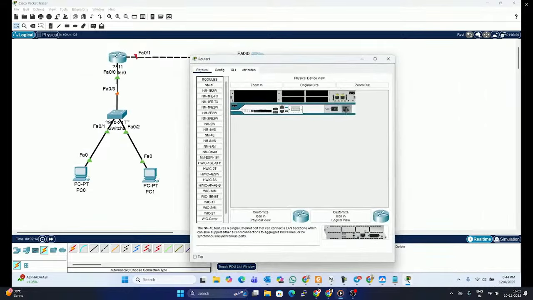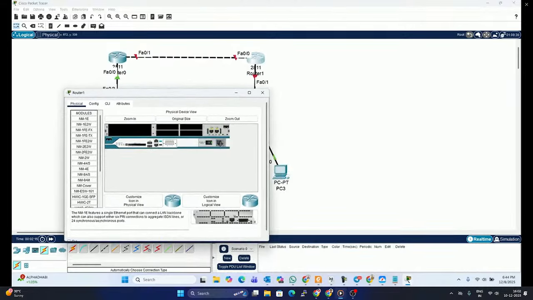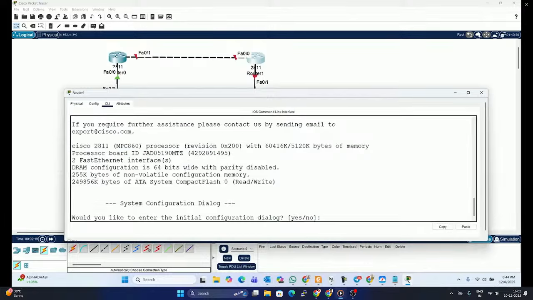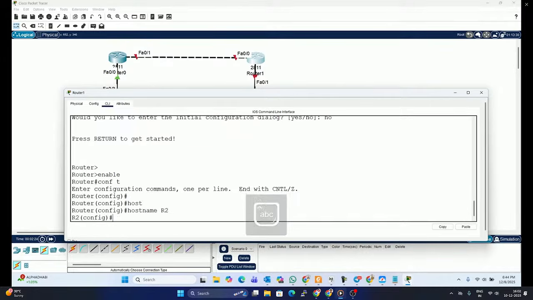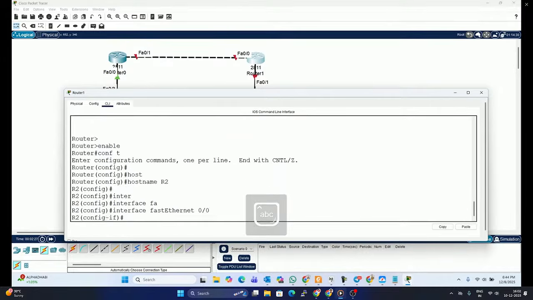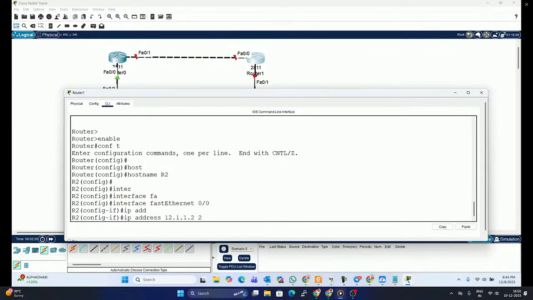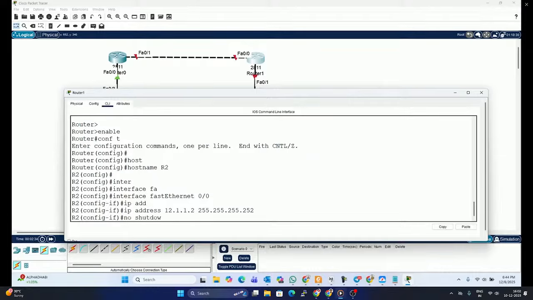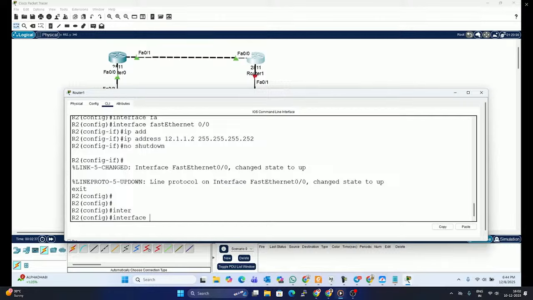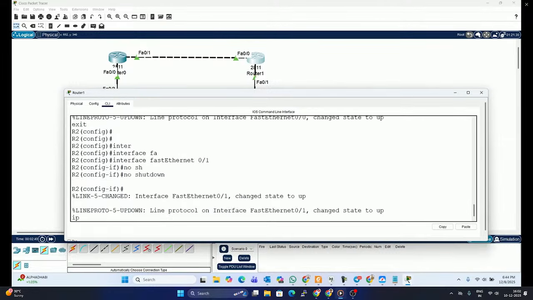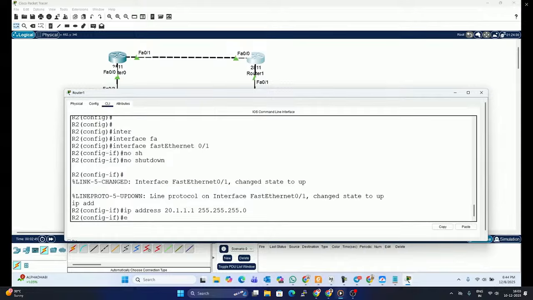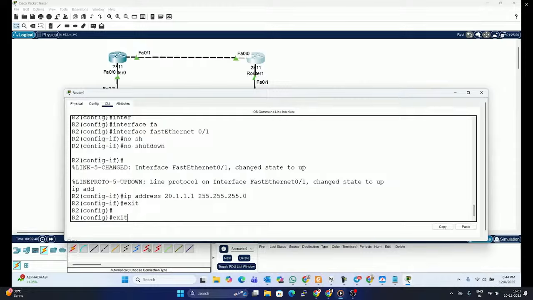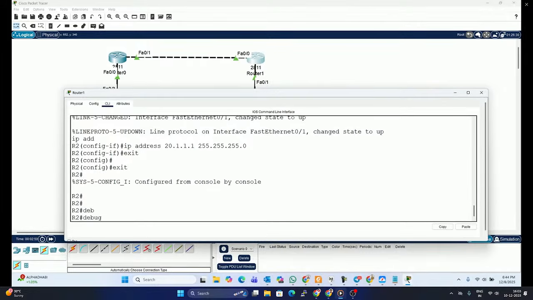Let's configure the IP addresses on the routers first. On this router, we'll go to the CLI, enable, configuration mode, hostname R2. Interface F0/0 connected to R1, so 12.1.1.2, no shutdown, exit. Interface F0/1, no shutdown, IP address 20.1.1.1. It's a LAN subnet, so we've configured /24.